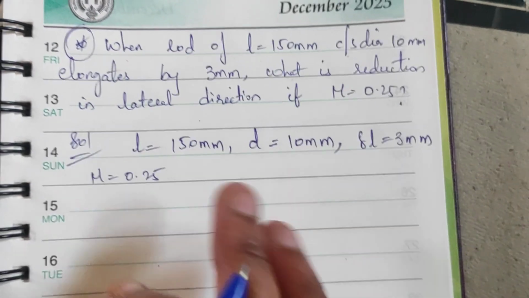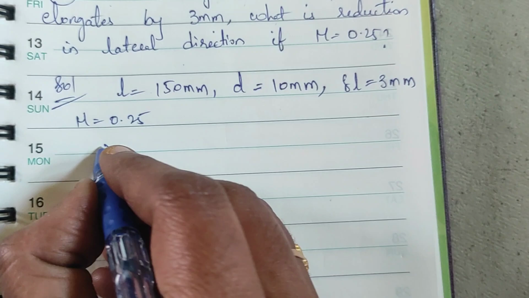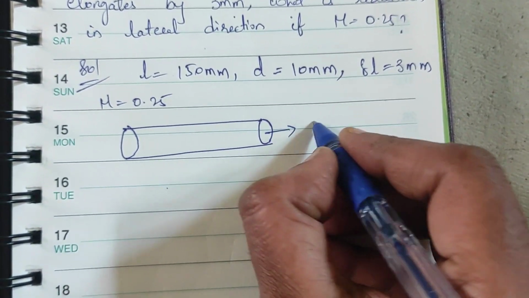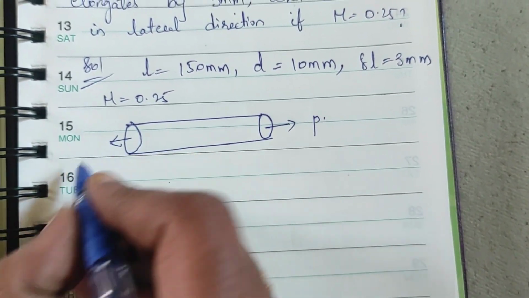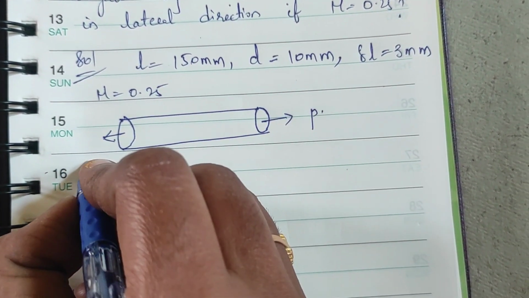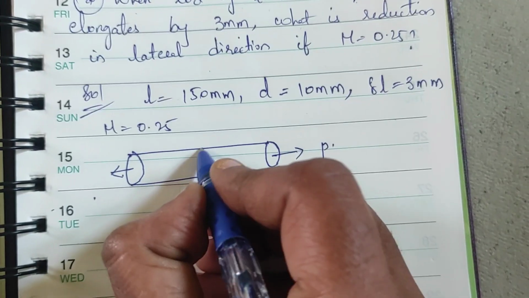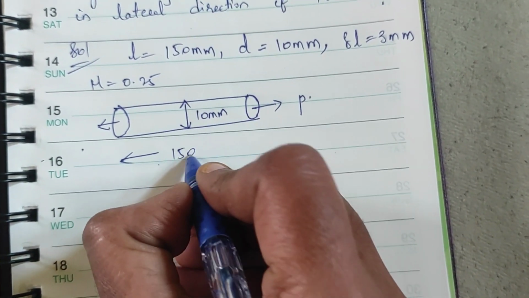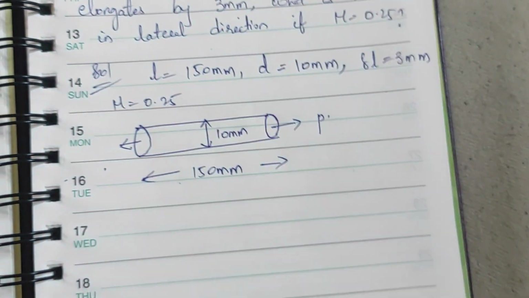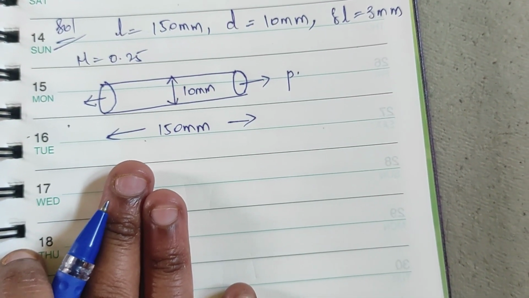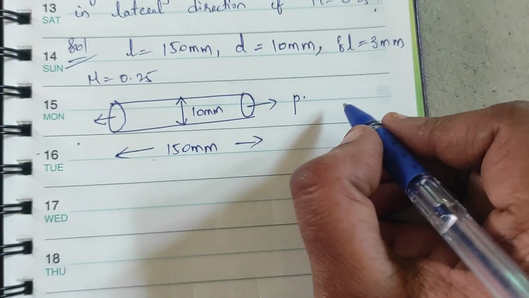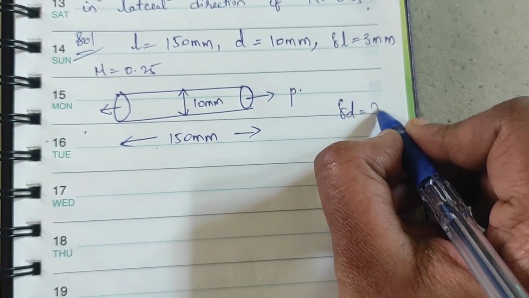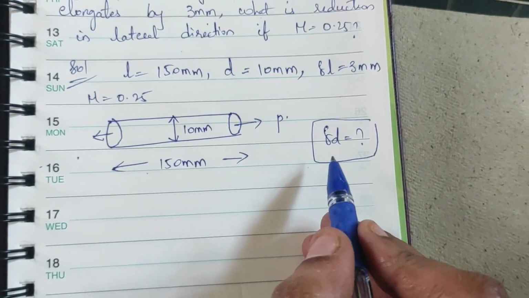First we have to take one rod. This is the rod, for example. This is elongating, pulling only, because it elongates. This is 10 mm, the diameter given in the question, and this one is 150 mm length. So now we have to find the reduction in lateral direction, that is delta D. What is the formula related to delta D?